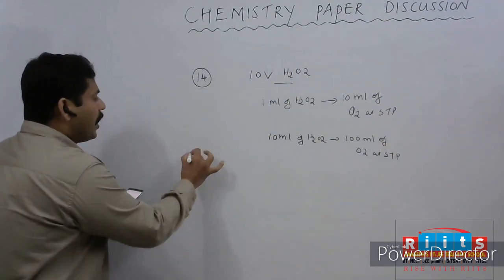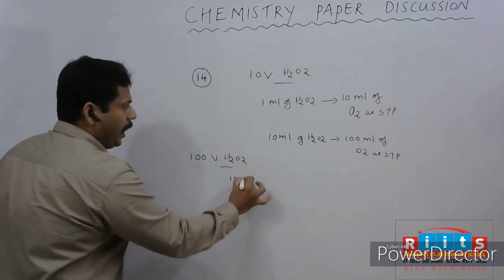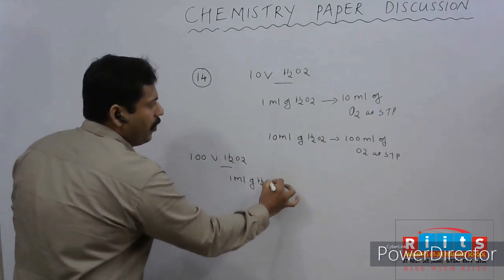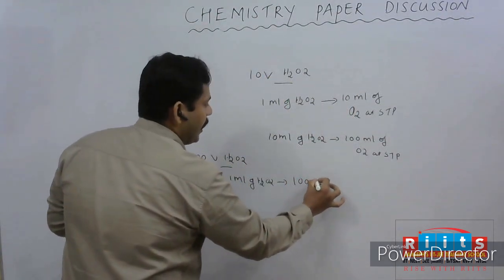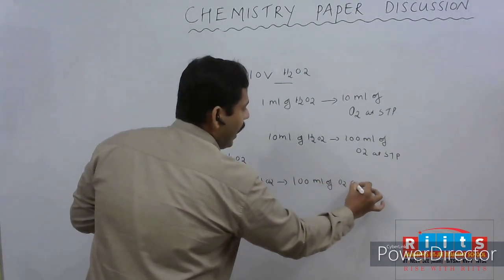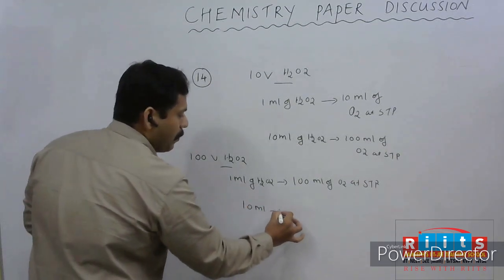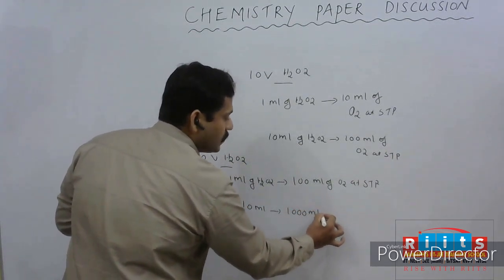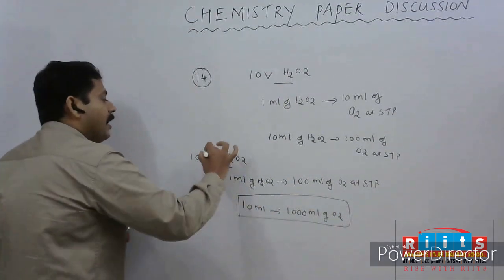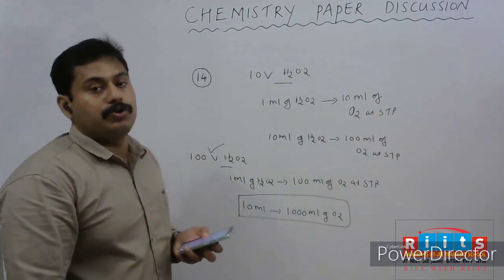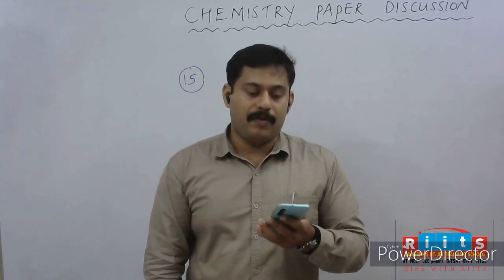So what is the meaning of 100 volume H2O2? 100 volume H2O2 means 1 ml of H2O2 will give, instead of 10 ml, 100 ml of O2 at STP, correct? So instead of 1 ml, if I go for 10 ml, I will get 1000 ml of O2. So which is the correct answer? The correct answer will be 100 volume of H2O2 only. Thank you.